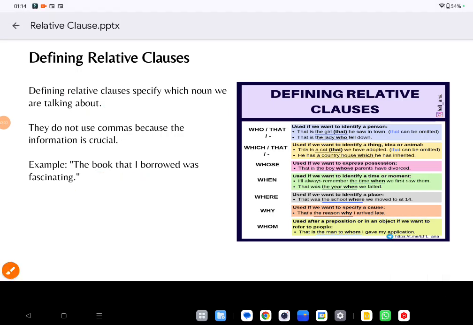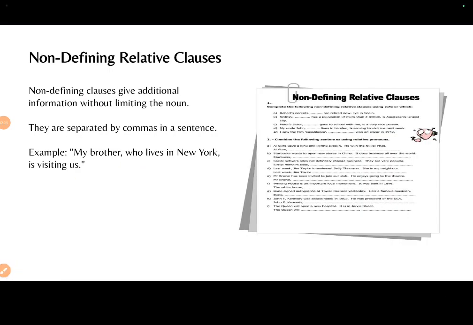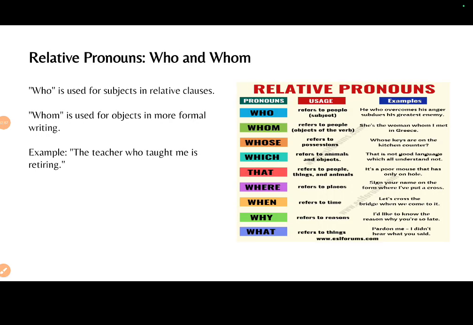Right. So next one, non-defining relative clauses. Non-defining clauses give additional information without limiting the noun. They are separated by commas in a sentence. For example, my brother, who lives in New York, is visiting us. Who lives in New York can be omitted. My brother is visiting us is enough. So you can add extra information or you can delete it.